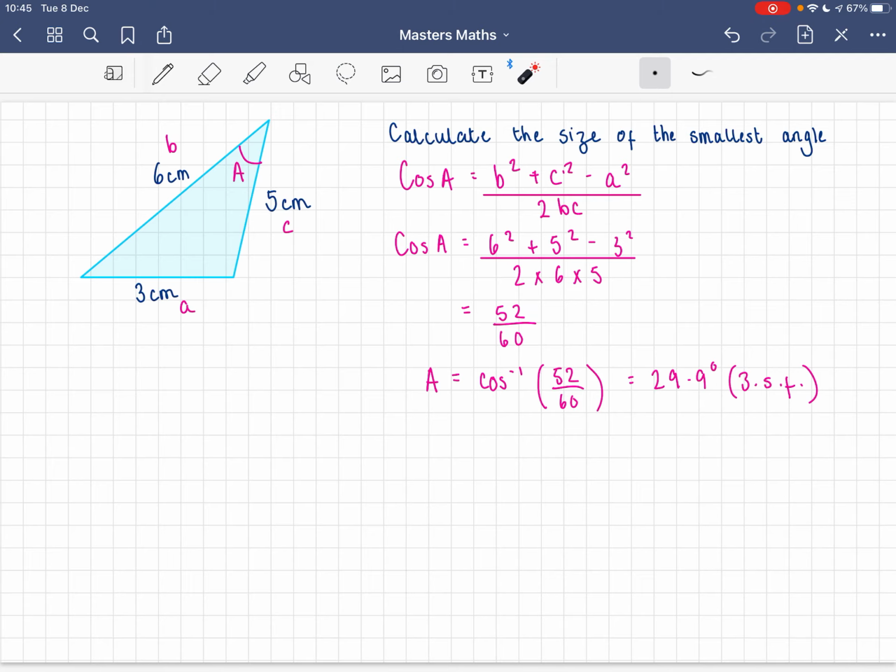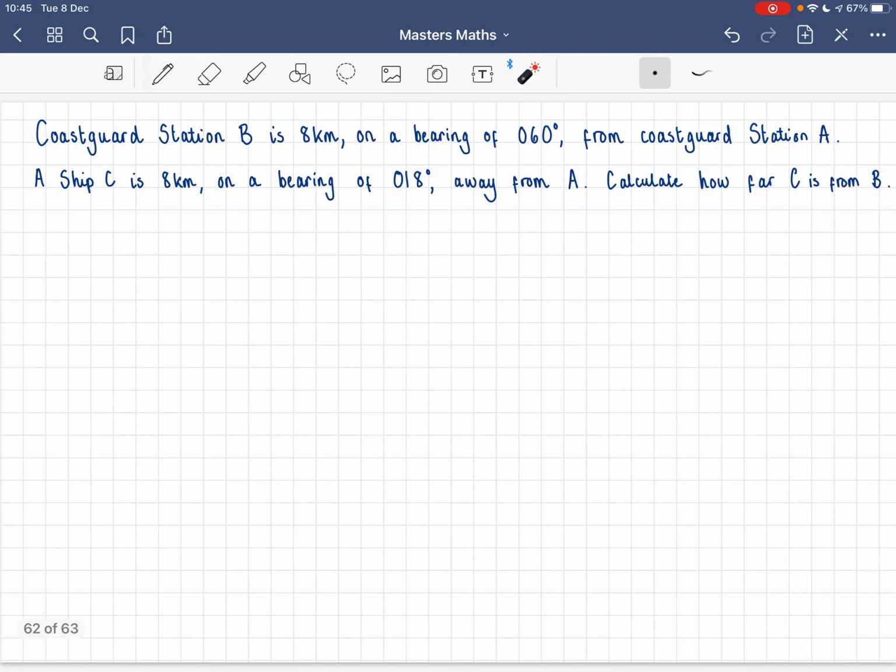IGCSE maybe, A-level probably not. It's going to be within a more complex question, something like this. Again, they love a bearing. As soon as you introduce trigonometry, they love to add a bearing in there as well.